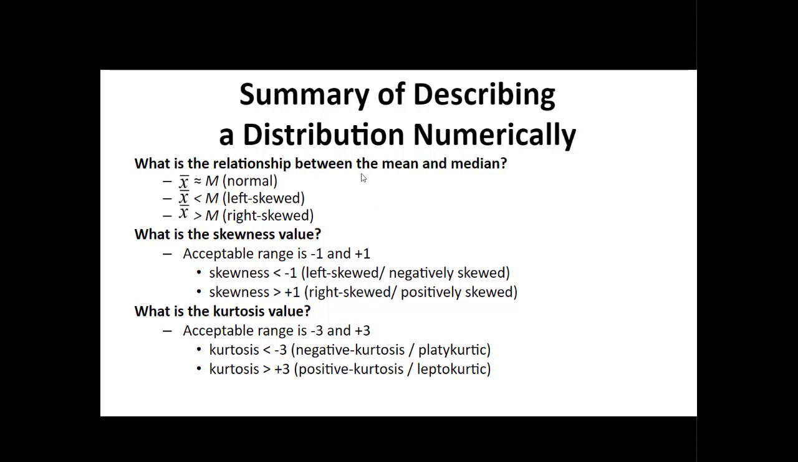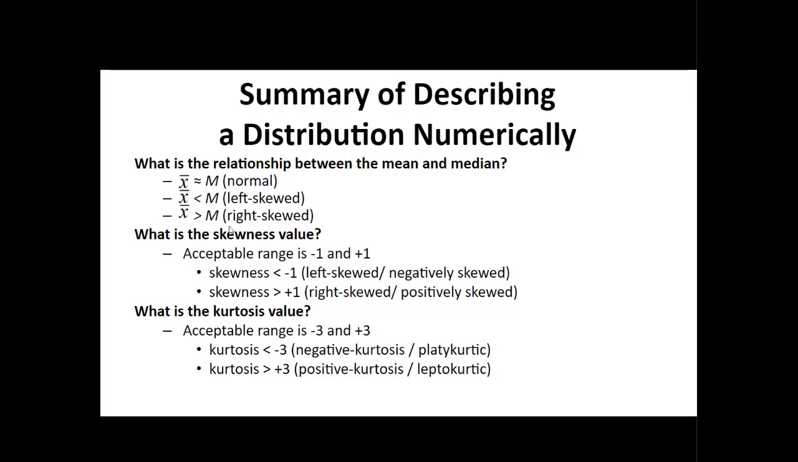First, what is the relationship between the mean and the median? If the mean is approximately the same as the median, then that is some evidence that the data is normal. If the mean is less than the median, then that is some evidence that the data is left skewed. And if the mean is greater than the median, then that is some evidence that the data is right skewed.